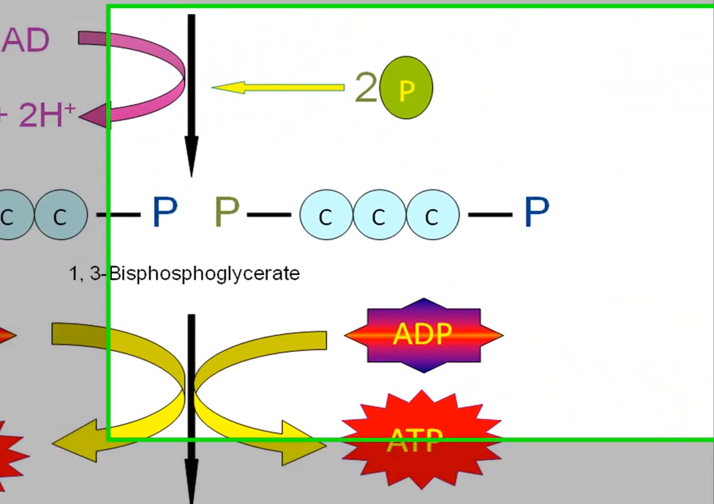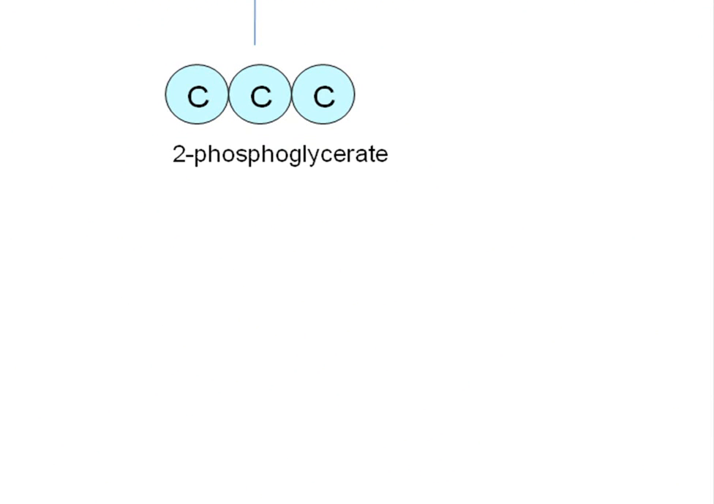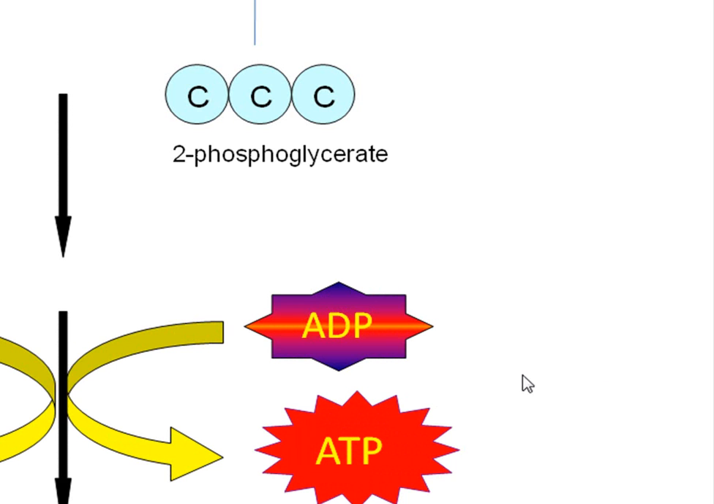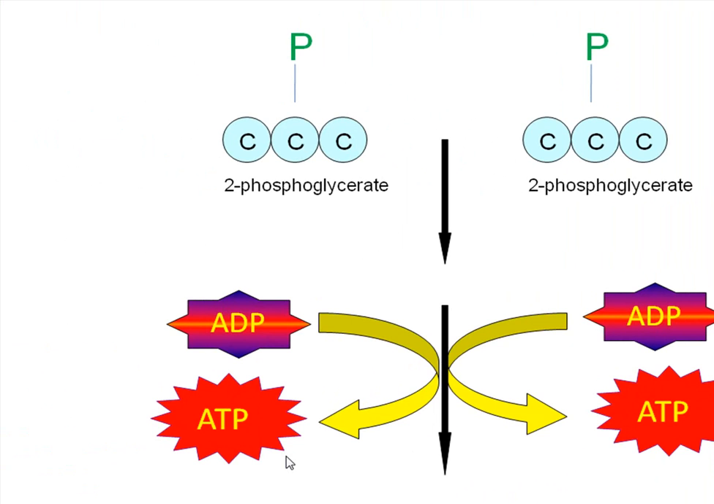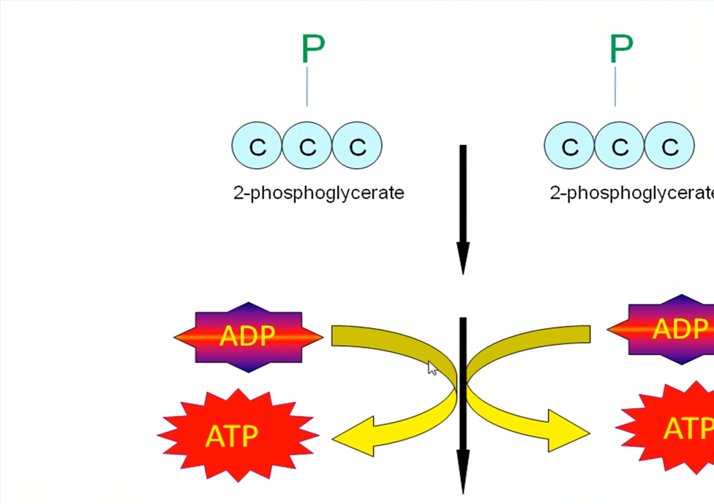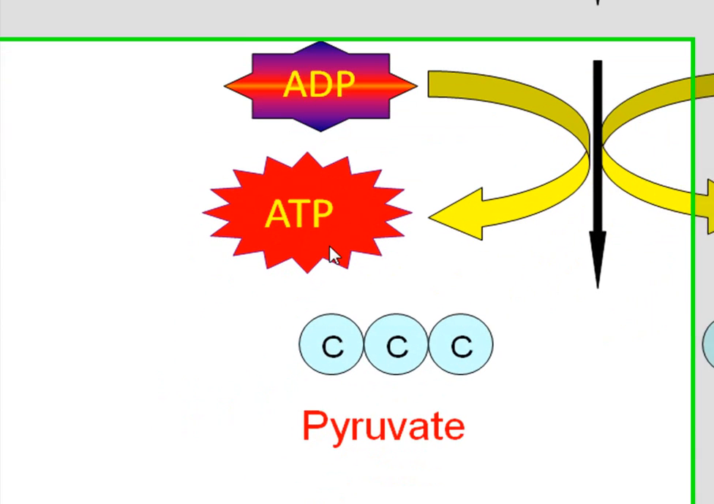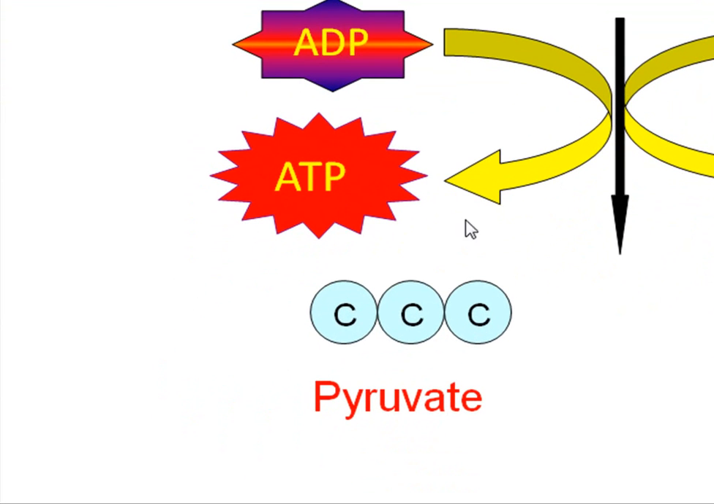We then go through some chemical changes, moving the phosphate from the number 1 to the number 2 carbon, and then another enzymatic reaction that allows for a second ADP molecule to come in, and the second substrate level phosphorylation occurs to remove the phosphate once again from 2-phosphoglycerate to form ATP. What is left over is a 3-carbon sugar in the form of pyruvate.